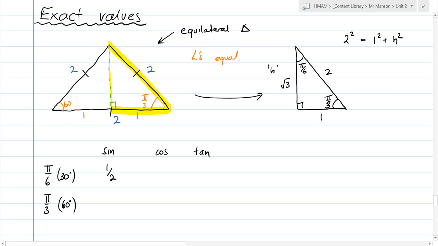Cos of pi on 6. Can somebody tell me what that is? Baxter, sorry? I am waiting. Millions of my subscribers right now are waiting for this blank space to fill up. Root 3 over 2. So I've got 1 over 2, root 3 over 2. What about tan? Just root 3. Root 3 over 1, which is just equal to root 3. Oh, is it? No, I don't think it is.